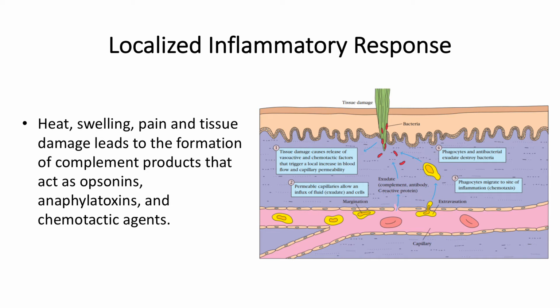Then macrophages, neutrophils, all of those go to the site of infection and try to engulf the bacteria from the site of entry. Then phagocytes migrate to the site of inflammation at point 3. That is called chemotaxis. Phagocytes and antibacterial exudates destroy the bacteria. At number 4 you can see how they are destroying the bacteria.